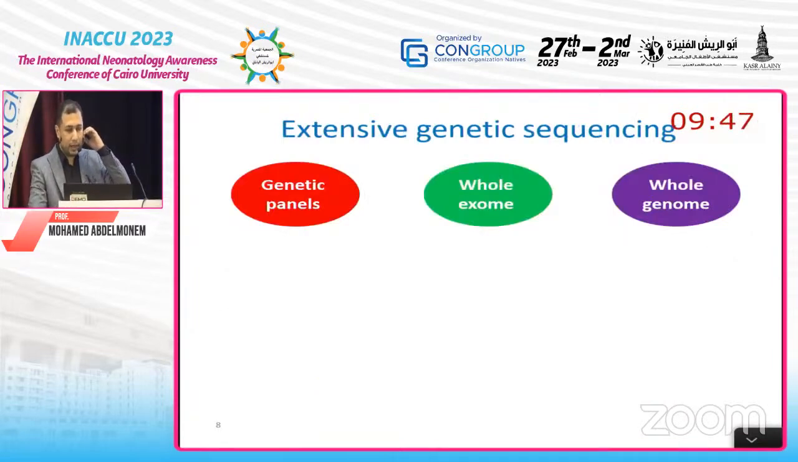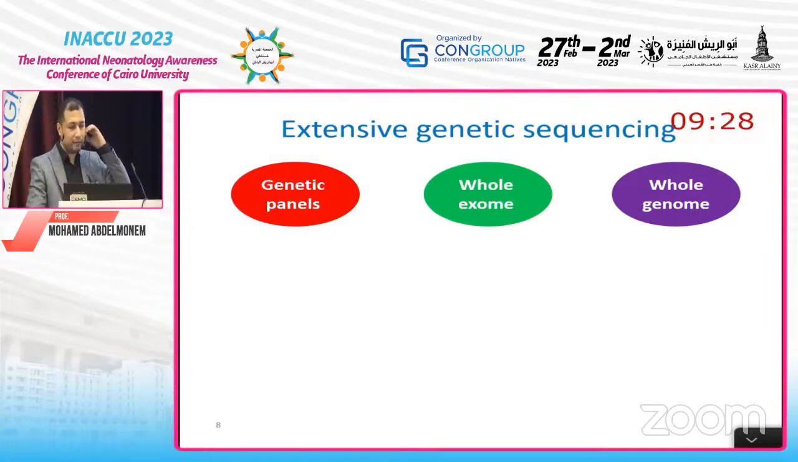Now we are going to talk about extensive genetic sequencing. What is meant by extensive genetic sequencing? Extensive genetic sequencing simply means sequencing done by next generation sequencing, generating a huge amount of data that needs interpretation at the bioinformatic level and then at the clinical genetic level.